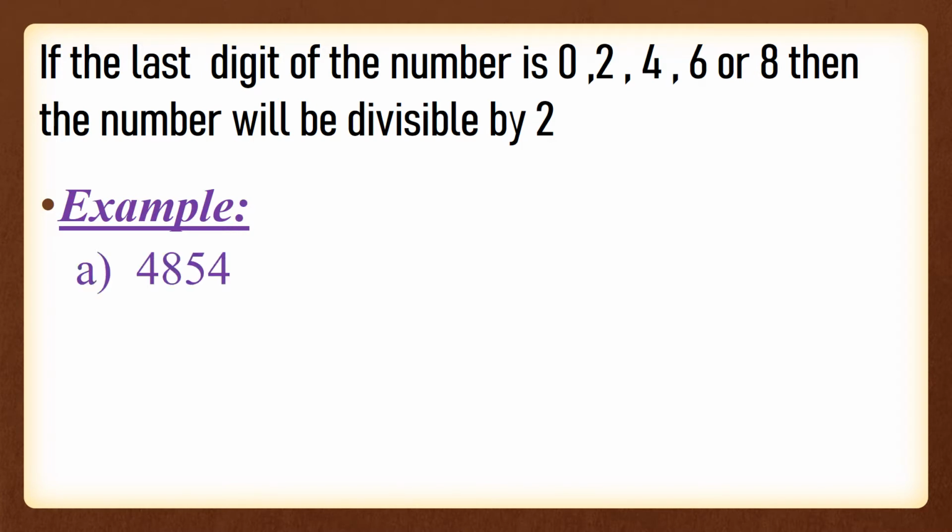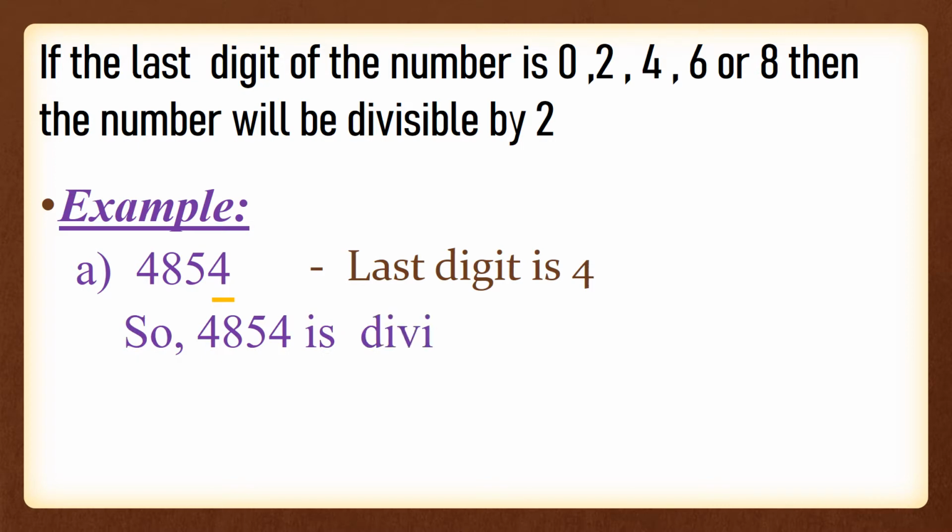First one, 4854. Here the ones place, that is the last digit, is 4. So 4854 is divisible by 2 because if the last digit of the number is 0, 2, 4, 6 or 8, then the number will be divisible by 2. So 4854 is divisible by 2.